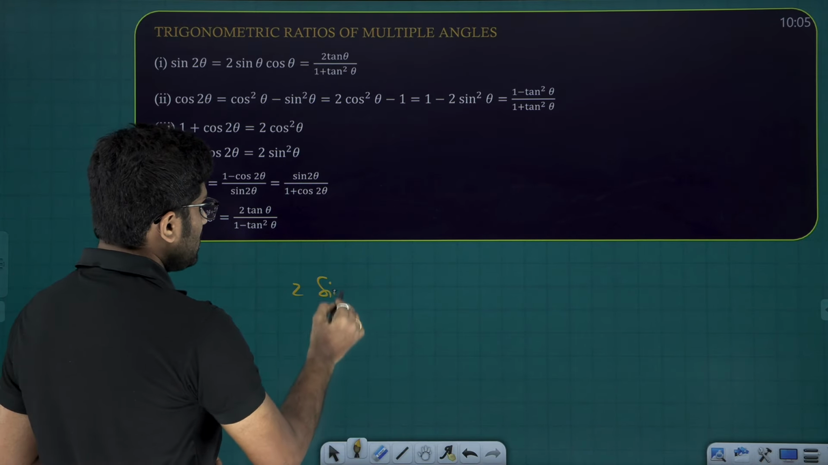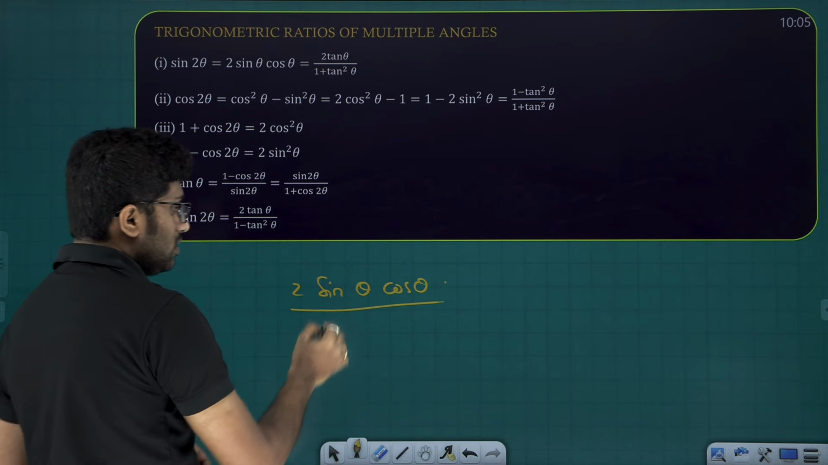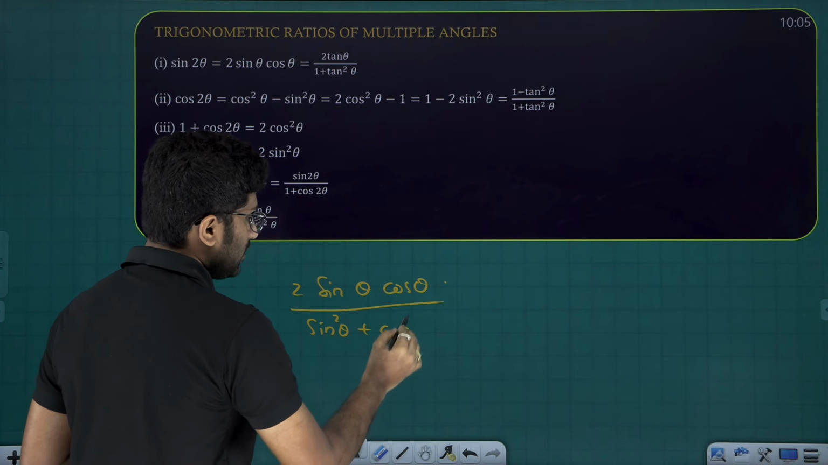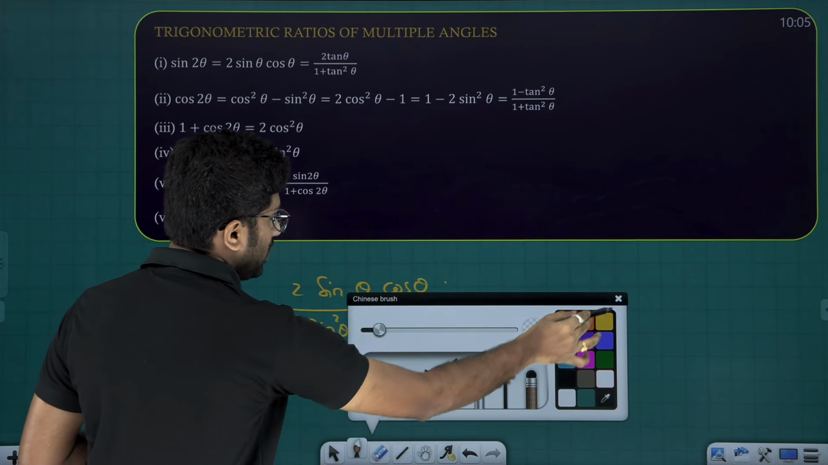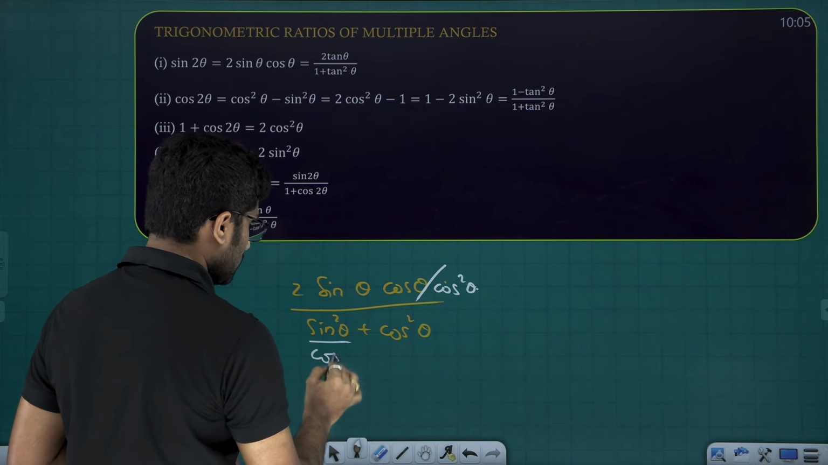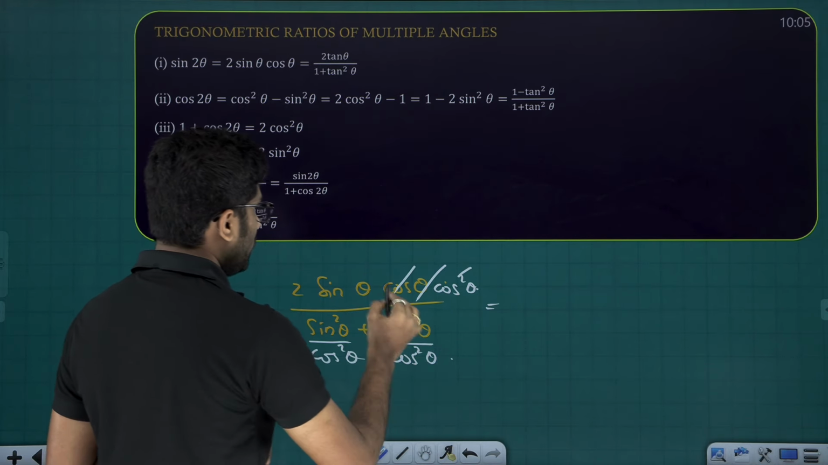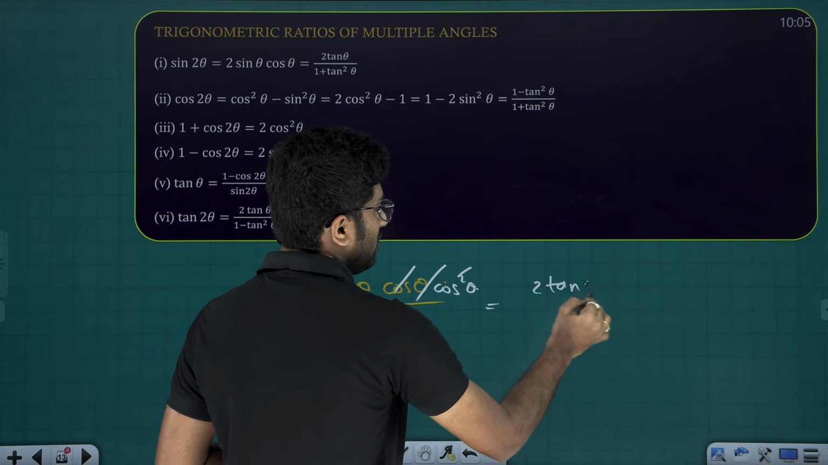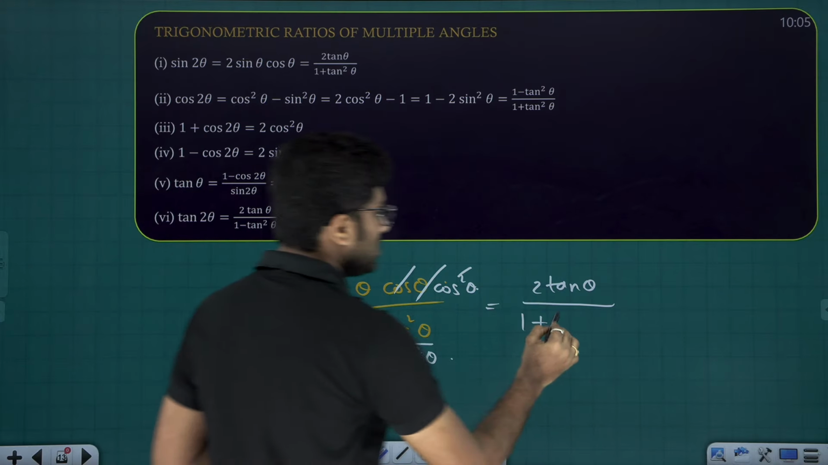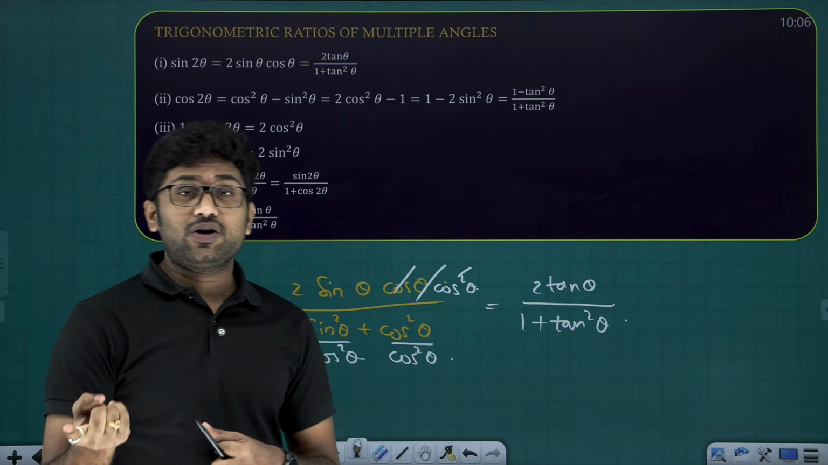Majority of the students are asking me, sir, how is it? We have 2 sin theta cos theta by 1. That 1 we can write as sin square theta plus cos square theta. Now divide both numerator and denominator by cos square theta. So you get numerator 2 sin by cos, which is 2 tan theta, divided by cos square by cos square, which is 1, plus sin square by cos square, which is tan square theta. So sin 2 theta can be expressed in terms of sin and cos, and also only in terms of tan.